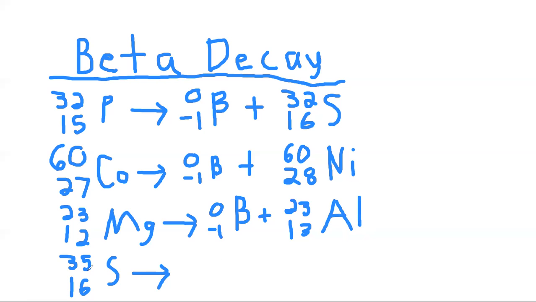Okay, and now for sulfur, we have our beta particle. The mass stays the same. And our atomic number here would need to be 17 because 17 plus the -1 from the beta particle would give us the 16. And the element with an atomic number of 17 is chlorine.